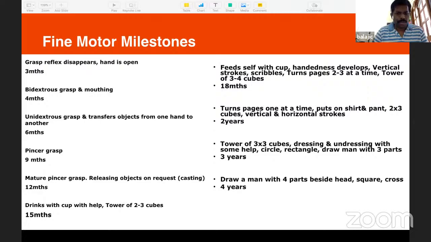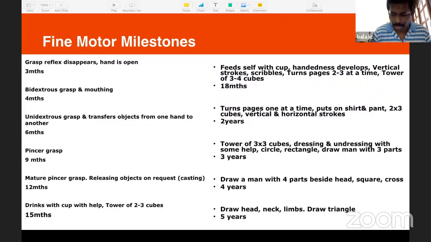Okay, and at 5 years they will be able to draw a triangle. So remember, drawing a square is easier than drawing a triangle. It has an angle, so at 5 years you draw a triangle. Similarly, when drawing a man, the neck is very fine. So by 5 years they will be able to draw a man with head, neck and limbs.